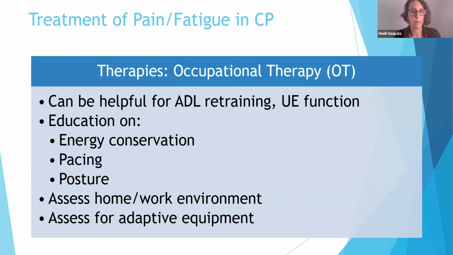Occupational therapy can be really helpful. This is not always done as often in adults, but it can be helpful if we're trying to retrain ADLs, which is activities of daily living, like dressing, bathing, working on arm function, hand function. The OT is also good about educating about energy conservation, pacing, and posture. They're the ones you could talk to about your home or work environment, and think about adaptive equipment to make some of those daily activities, like your dressing, bathing, meal preparation, easier.